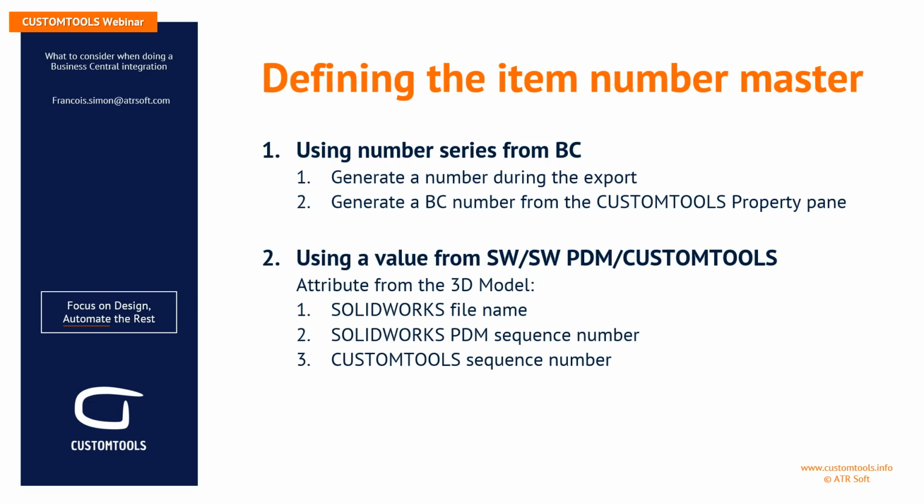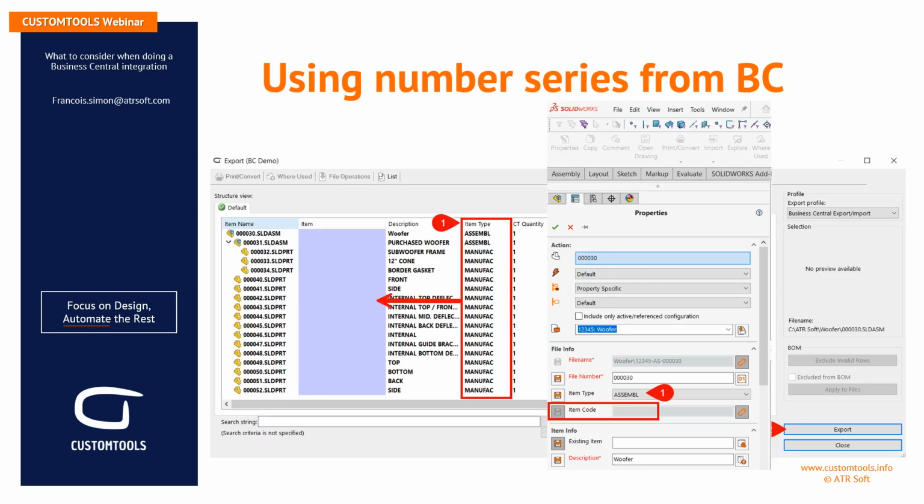The first challenge is to define what will be used to determine the item number in Business Central. We have two possibilities. The first one, if Business Central is the master, we can then use the number series from Business Central, meaning the item number will follow a sequence pulled directly from Business Central. Or, if SOLIDWORKS is the master for item numbering, we can use an attribute from SOLIDWORKS, such as a file name or a custom property value of the SOLIDWORKS model.